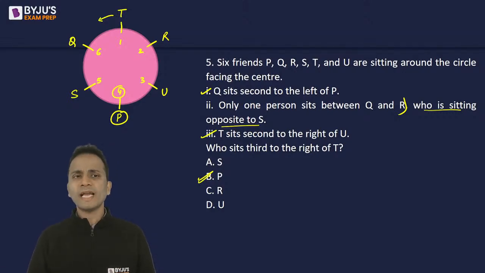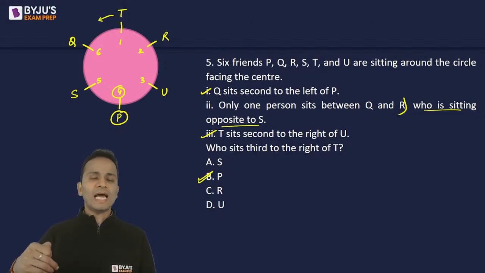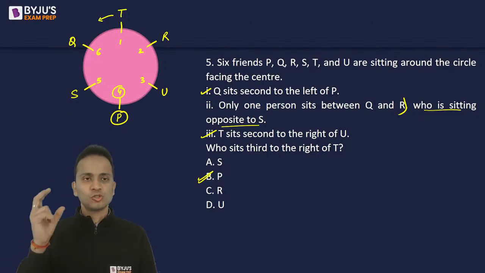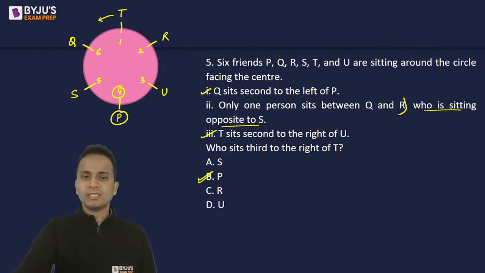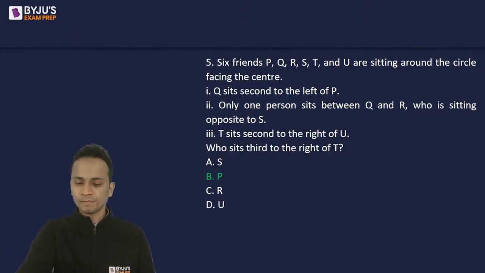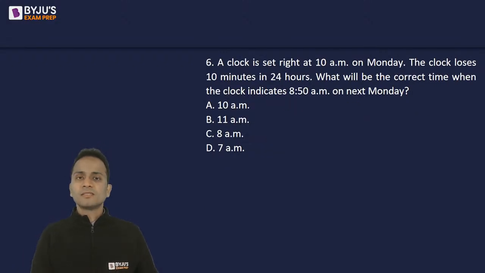Okay, third to the right means at a gap of two chairs. So leave two chairs. Third person is P. So correct answer is P. That is second option. Question number 6.